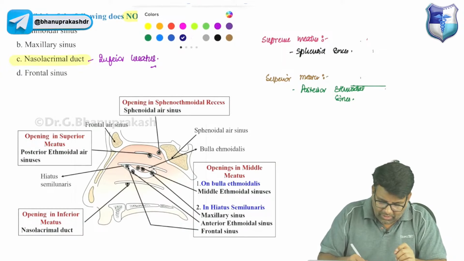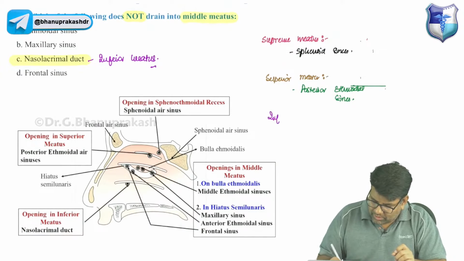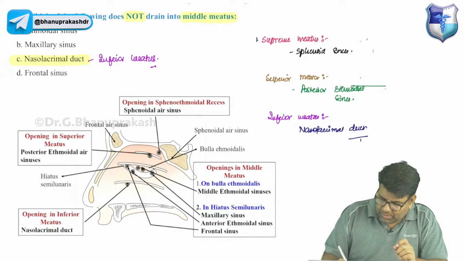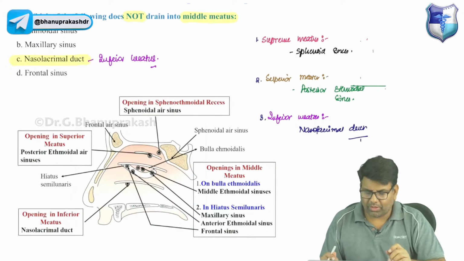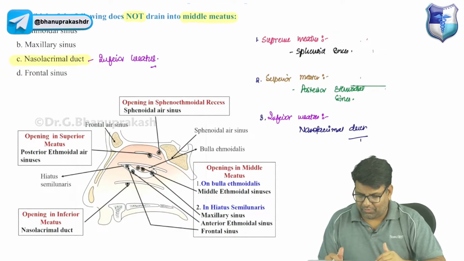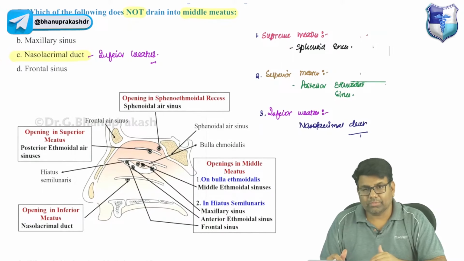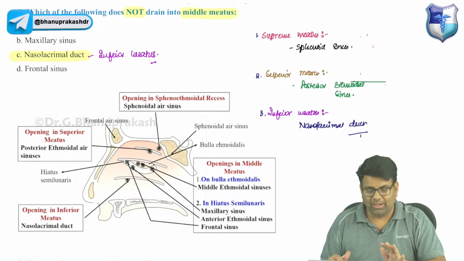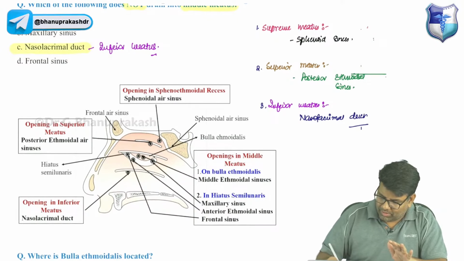Very good, Aninda. The third one is the inferior meatus, and in the inferior meatus there is opening of the nasolacrimal duct, right? So principally remember these three: supreme meatus, sphenoid sinus; superior meatus, posterior ethmoid sinus; and inferior meatus, nasolacrimal duct. Apart from these three, whatever else is remaining will open in the middle meatus. So that way, the rest all open there.